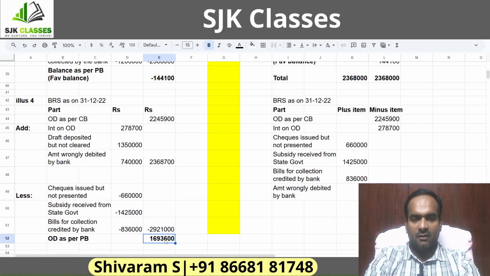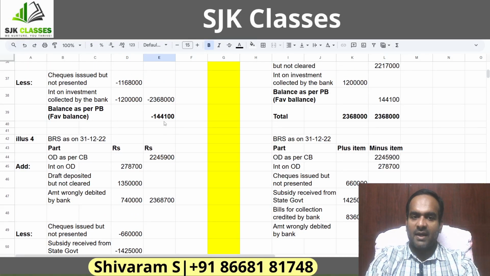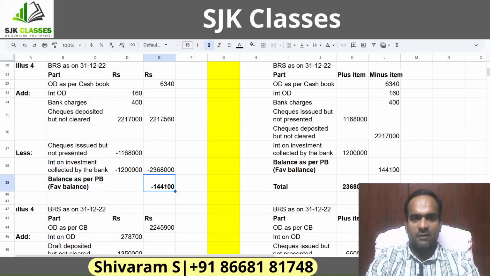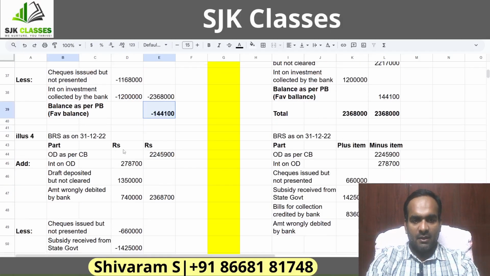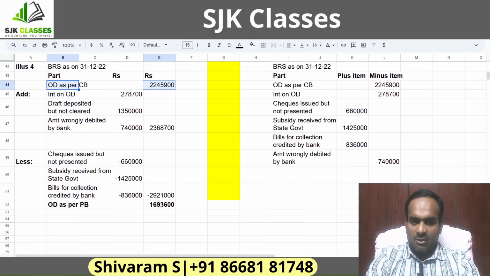I hope this should be clear. I repeat one more time. I have taken my overdraft as a positive figure. If the resulting answer is also positive, it means it's also overdraft only. In the previous case, we got the number as negative, but my opening number was positive. So opening number is positive means you take it as OD. Now if the resulting answer is negative, it means it's a favorable balance. But here my opening balance is positive, which is an overdraft. My resulting answer is also positive. So what it means, the resulting answer is also overdraft only.